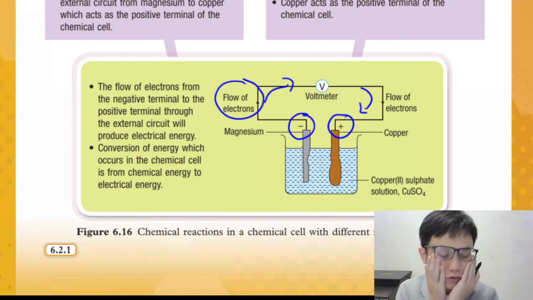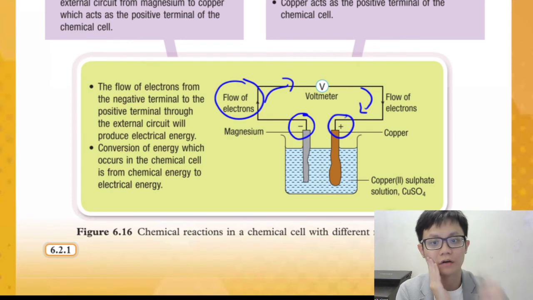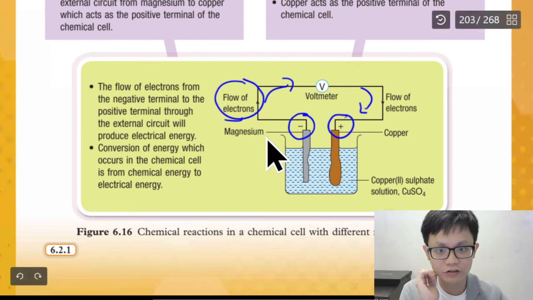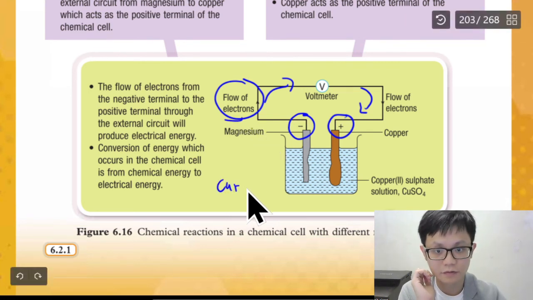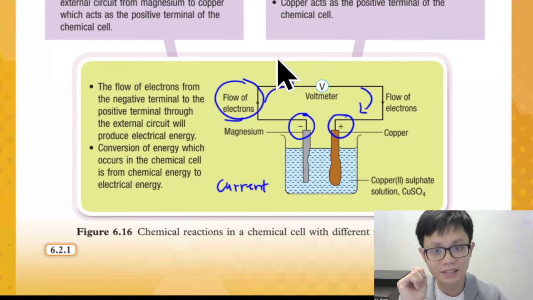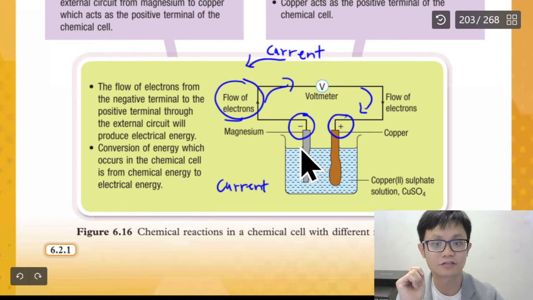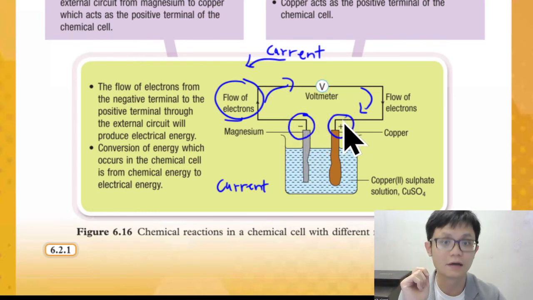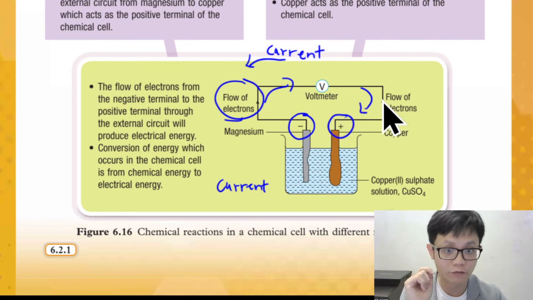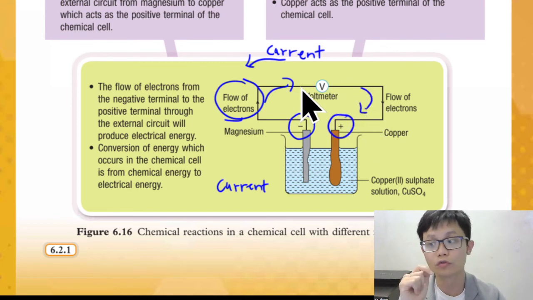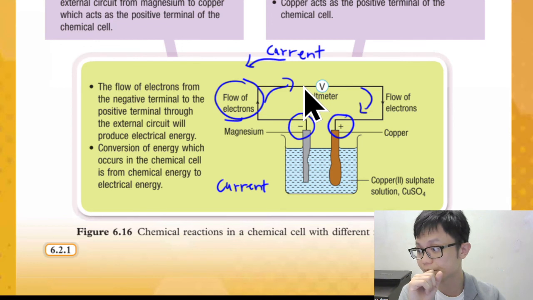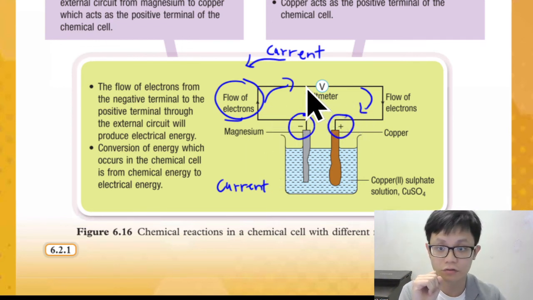Okay, one thing I want to mention, I don't know whether it will come out in the exam: electron flow, don't confuse it with current flow. Just remember, when electrons flow like this, the current flows the opposite way. So the electrons flow from magnesium to copper, but the current flows from copper to magnesium. This you need to take note of.